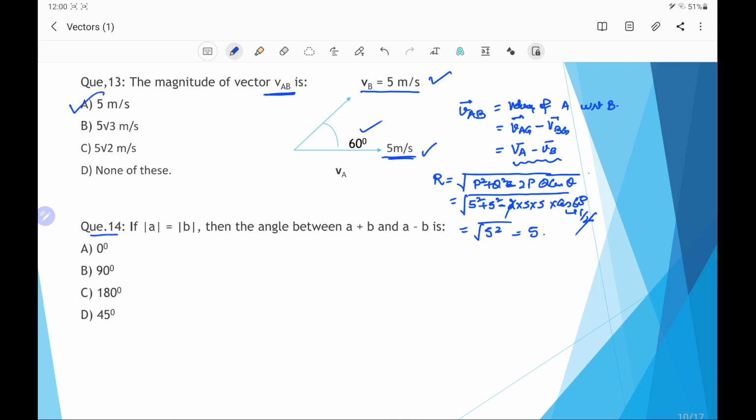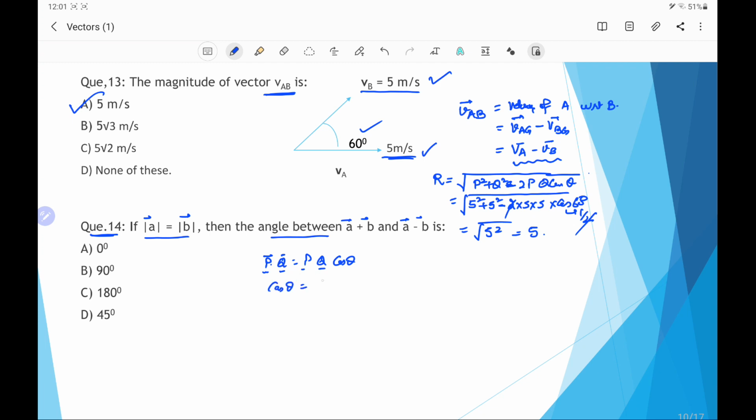Next question 14 is, if A equal to B, that means magnitude of vector A equal to magnitude of vector B, then what is the angle between vector A plus B and vector A minus B? To find the angle between two vectors, we use the dot product. We know that the dot product of two vectors is equal to PQ cos theta. Here the vectors are P and Q, this PQ are the magnitudes of vectors P and Q, and theta is the angle between the vectors P and Q.